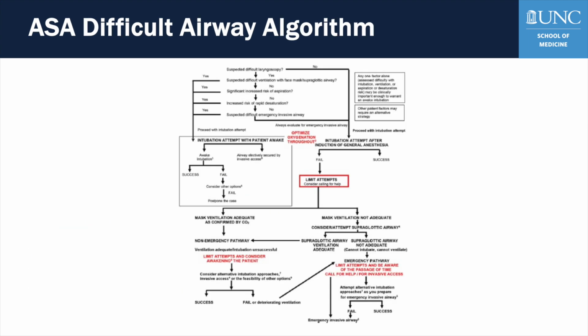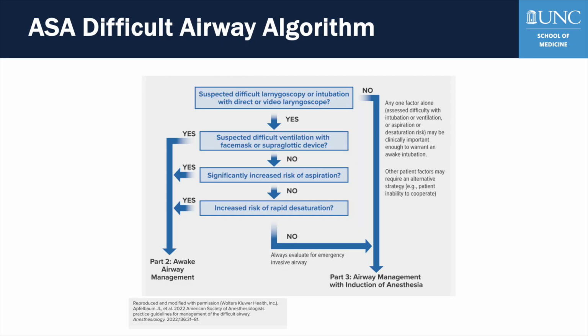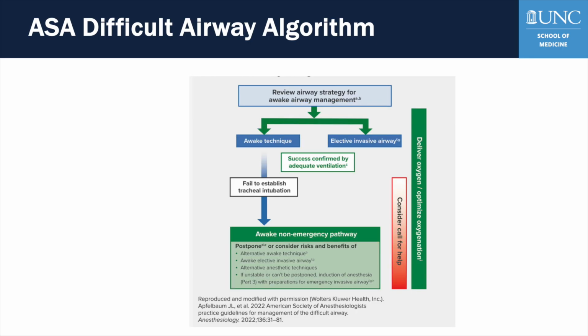The ASA difficult airway algorithm emphasizes planning before induction. When you anticipate difficulty with laryngoscopy, ventilation, or both, the algorithm specifically recommends considering awake intubation. Under the awake pathway, you can choose awake non-invasive techniques like awake fiberoptic or awake video laryngoscopy, or awake invasive techniques such as tracheostomy or cricothyrotomy, depending on the situation. You may also choose an alternative anesthetic or postpone the case if risks are unacceptable.